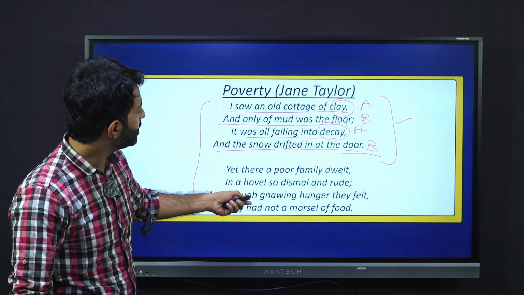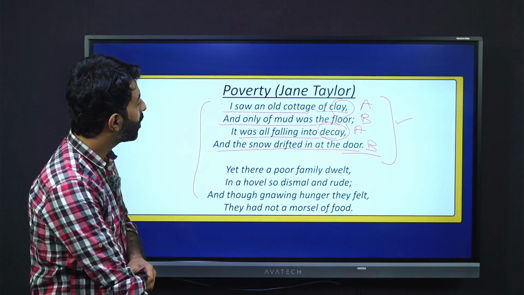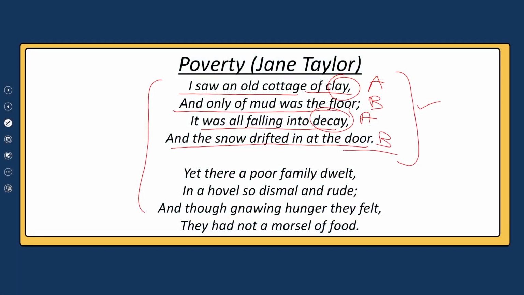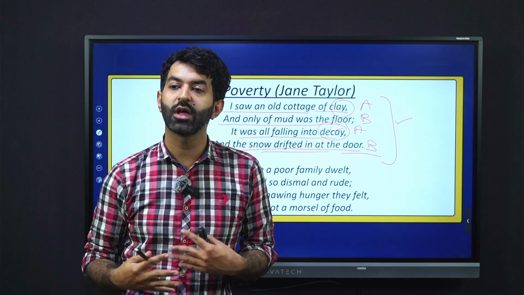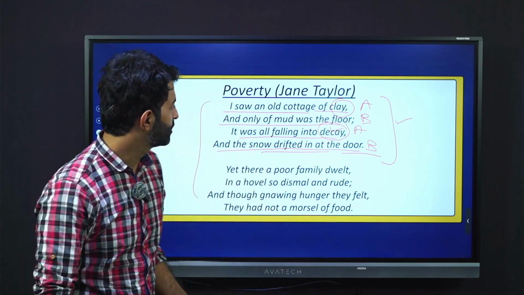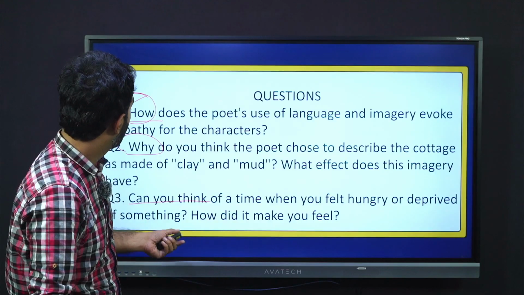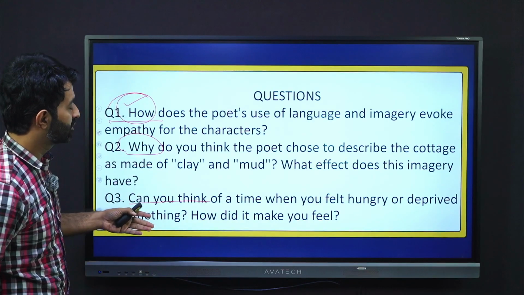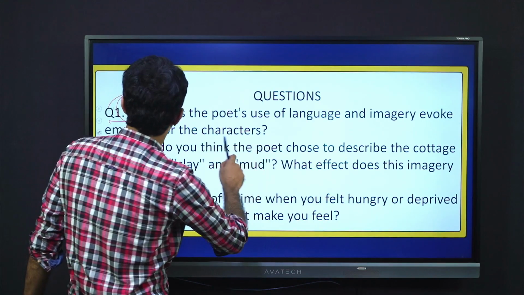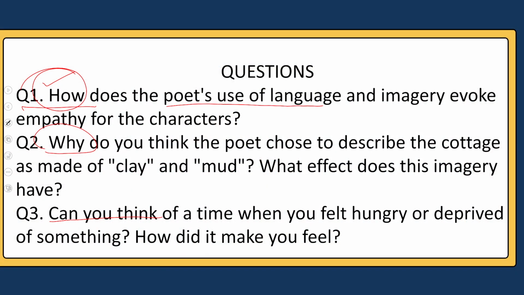So when we are reading these, we have to mark the important words. Decay, all right, drifted at the door. हम phrases और words को underline करेंगे, highlight करेंगे, so that we can think about these. Now, we can answer these questions, right? Use of language and imagery.